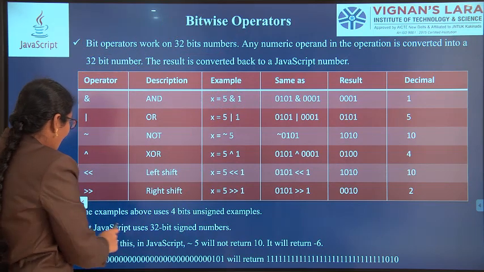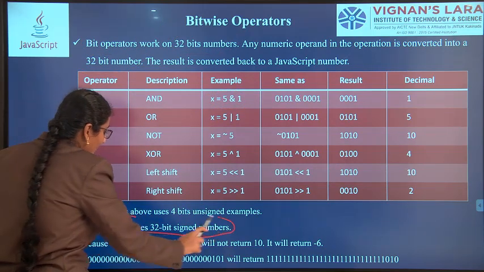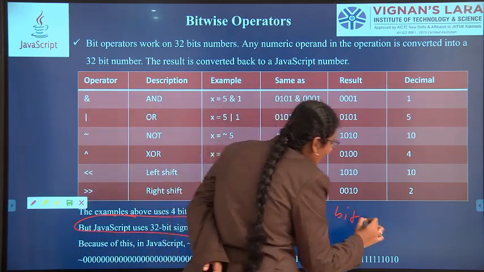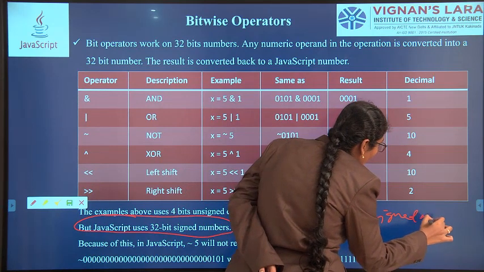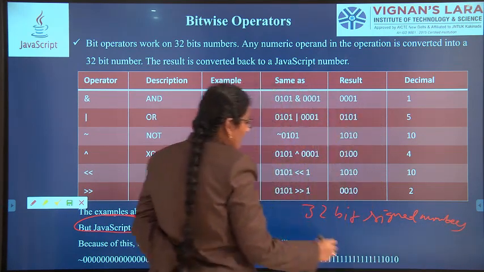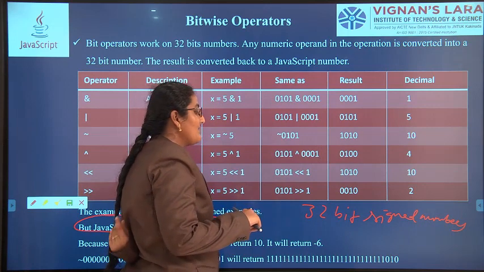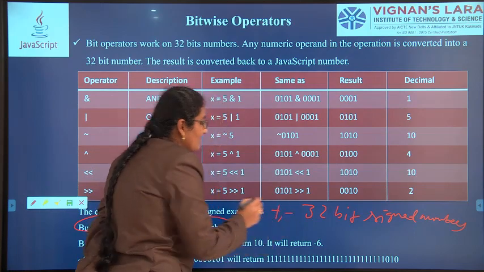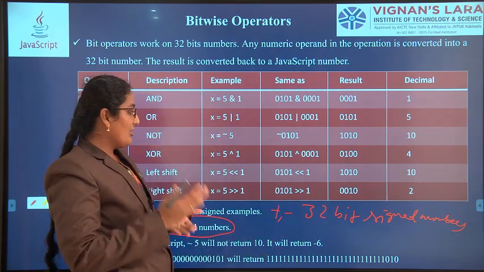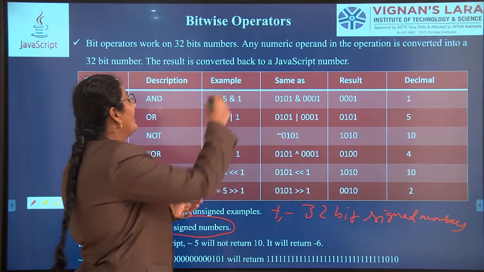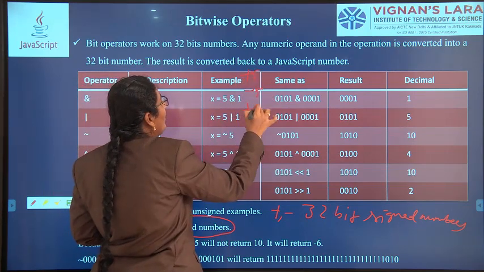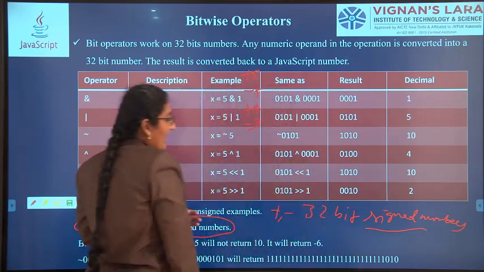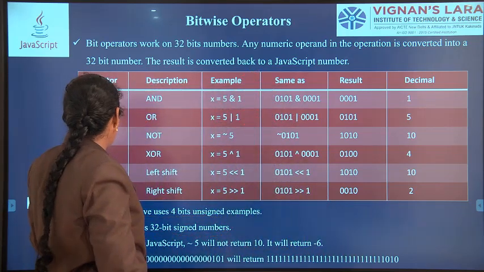So, see here, JavaScript uses 32-bit signed numbers. What you want to remember is that we have signed numbers and unsigned numbers. JavaScript will use only signed numbers. So plus or minus is nothing but a signed number. If you have plus or minus before a number, that is a signed number. Plus 5, minus 5, plus 4, minus 4, minus 3, all these are signed numbers. So JavaScript uses 32-bit signed numbers only.